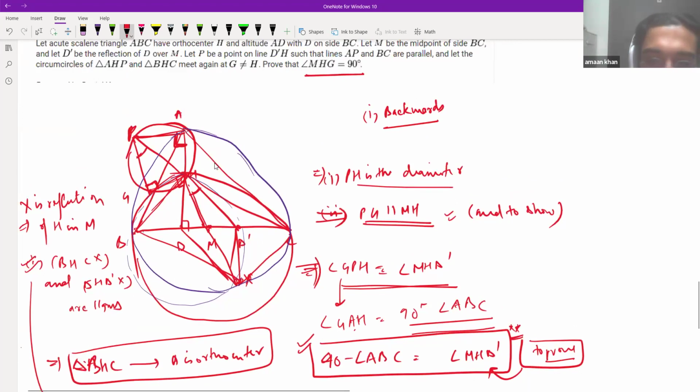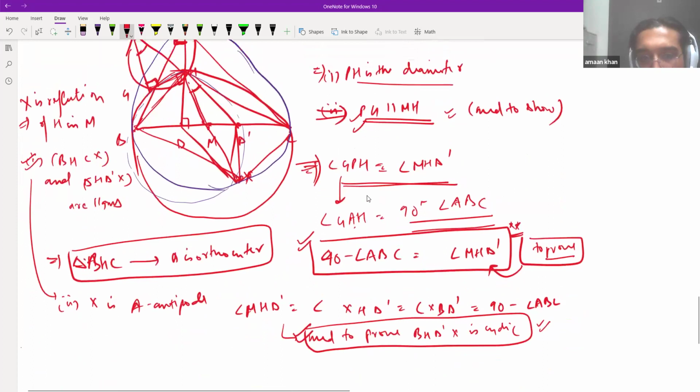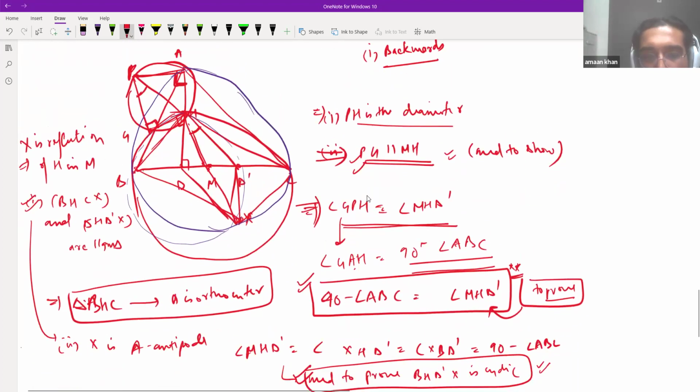Another way was like what we initially started off with. PG is parallel to MH, and how can we BD'X is BGH are collinear. What? Yeah, this is not true. Wait, what did you say?